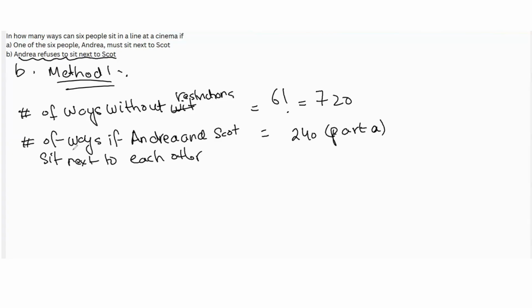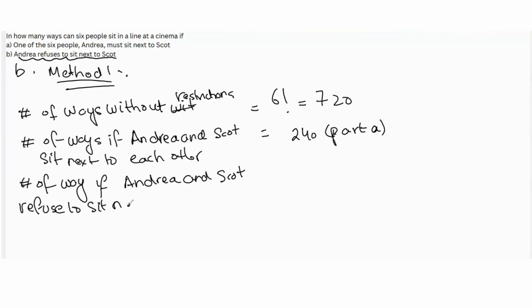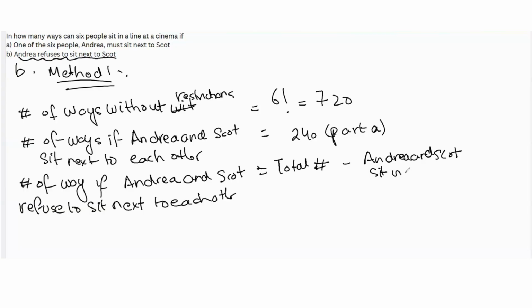Right, these are the number of ways if they were to sit next to each other. This was given in part A. So the number of ways if Andrea and Scott refuse to sit next to each other would just be the total number of ways, without any restriction, minus the number of ways Andrea and Scott sit next to each other.